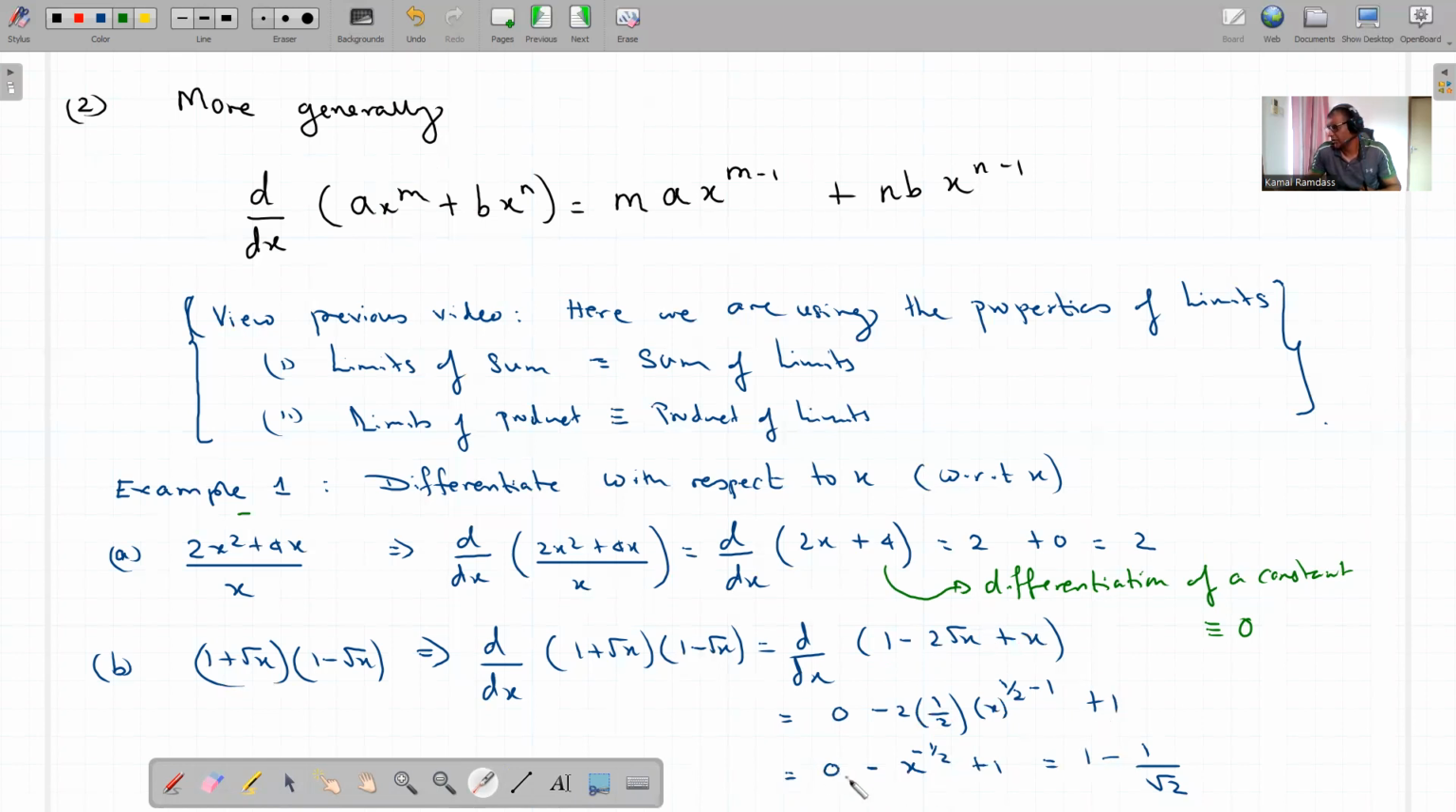Et là, vous avez 0 minus x to the power minus half plus 1, on gagne 1 minus 1 over root x. Pourquoi on écrit quelque chose et en fait, on pas écrire lui. Non, pas x ça. 1 over root x. Qui fait 1 over root x?